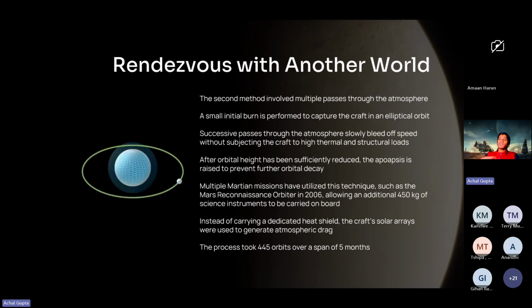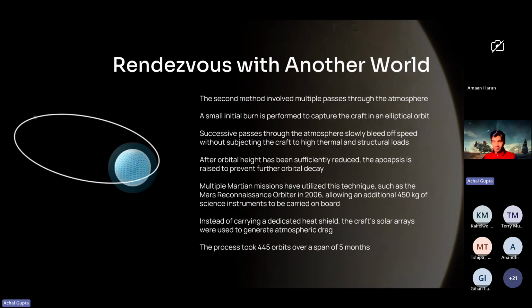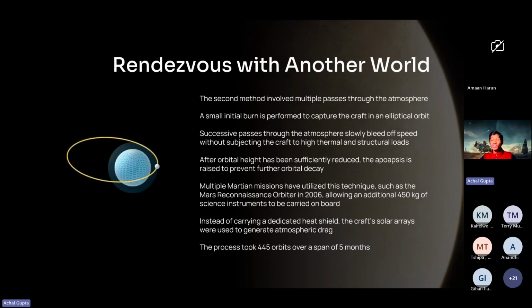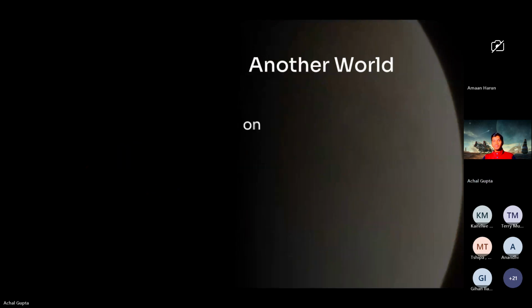And then after that, once you're done, you obviously correct your orbit to make sure you don't dip into the atmosphere continuously. This allowed the MRO to save 450 kilograms of propellant. And in place of that 450 kilograms of propellant, we put 450 kilograms of science equipment. Just try to imagine how much 450 kilograms of science equipment really is.